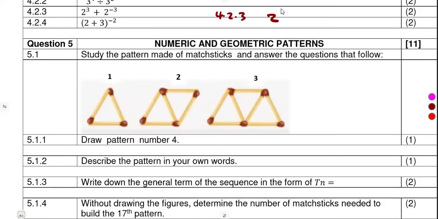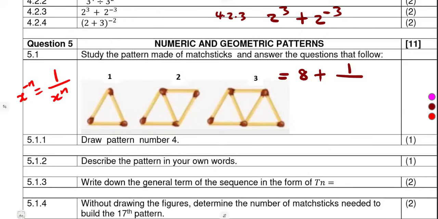4.23, 2 to the exponent of 3 plus 2 to the exponent of minus 3. So guys, we can simply evaluate 2 to the exponent of 3. 2 times 2 times 2, that's 8. Plus 2 to the exponent of minus 3. Remember, when you're given a negative, it simply means 1 over x to the exponent of n. So it simply means 1 over 2 to the exponent of 3, which is 1 over 8. Remember, we said 2 to the exponent of 3 is 8, so it's 1 over 8.